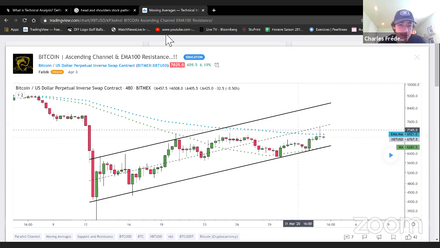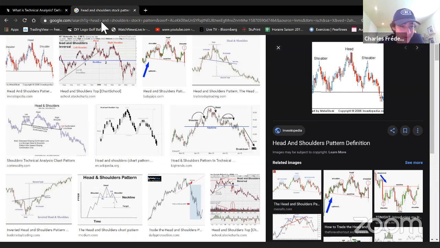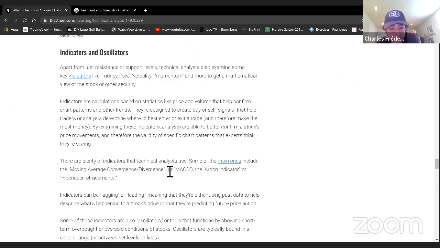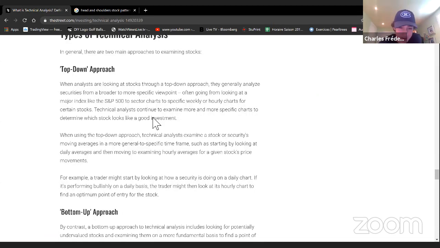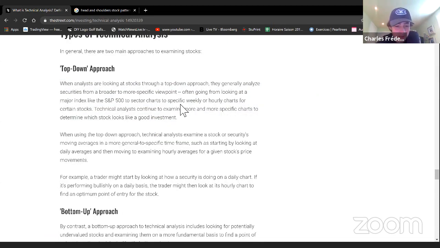So I think that's enough with technical analysis. I don't like it that much because it's complicated, but it doesn't value. Honestly, I don't find it values a company well.